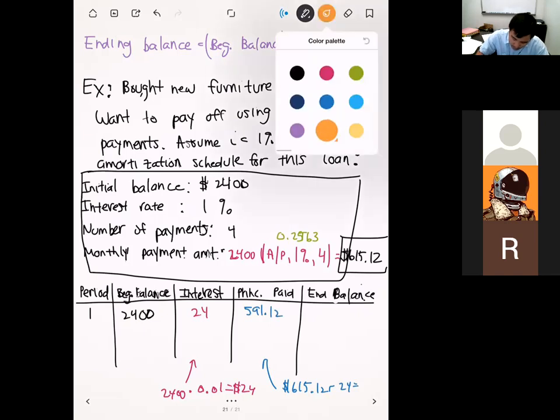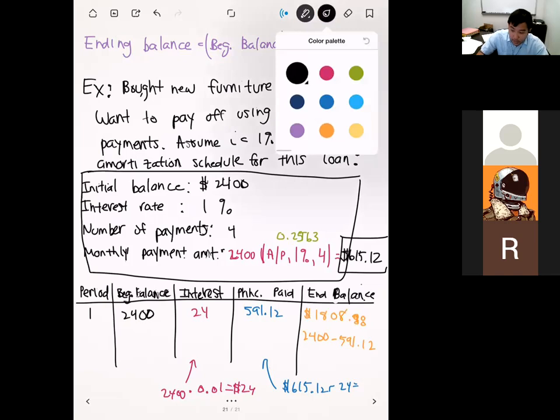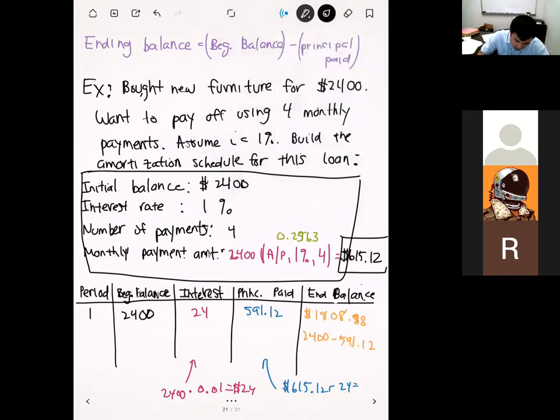Then our ending balance is simply our 2,400, which was our beginning balance for that month, minus our principal paid, so minus 591.12. This tells us that at the end of the first month, our ending balance is going to be $1,808.88. And so that's the amortization schedule for month 1.